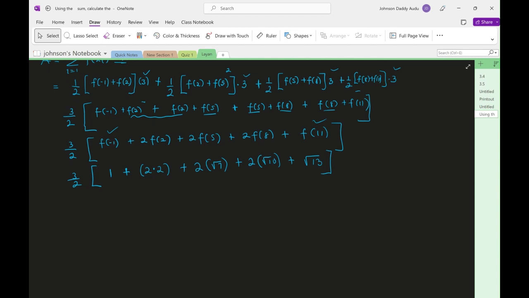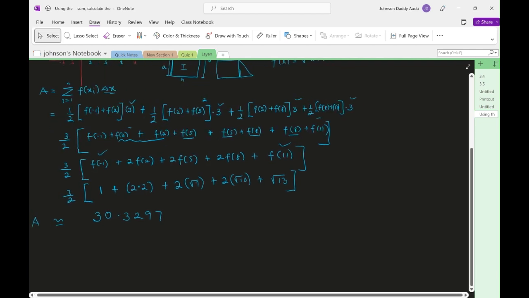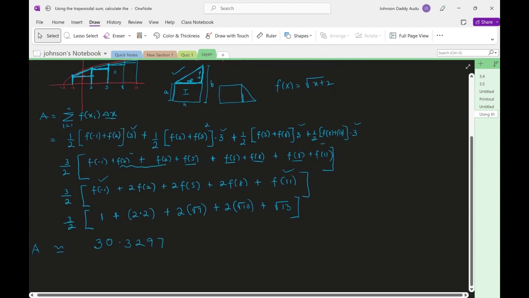Now, if you do this correctly, using a calculator, you should get approximately 30.3297. So this is the approximate area using the trapezoidal method. So in summary, how do you use trapezoidal?